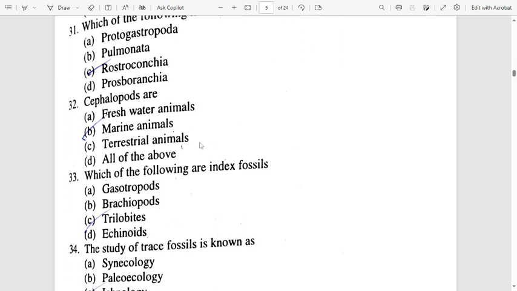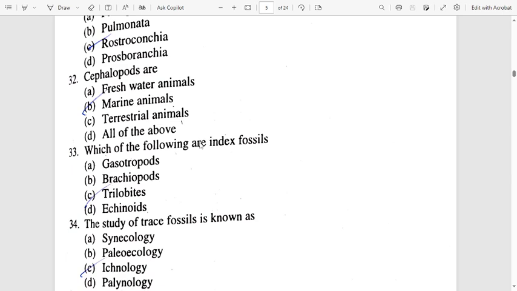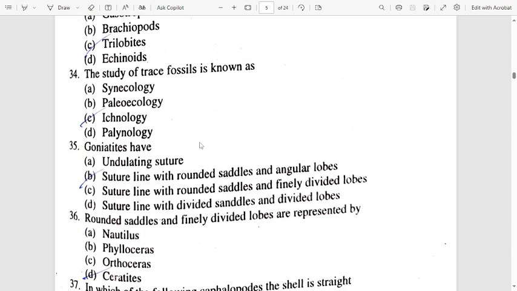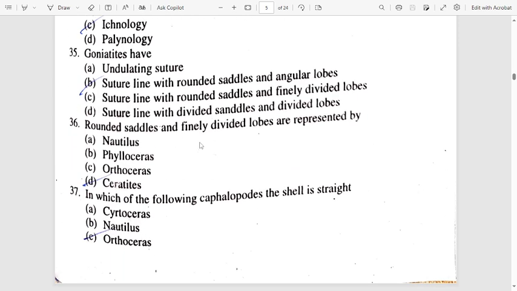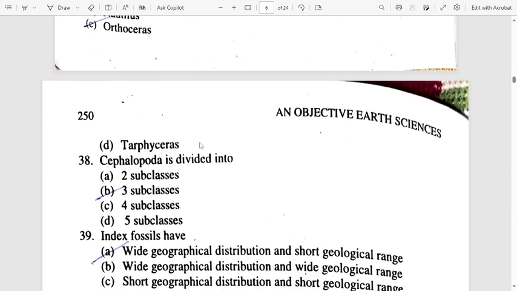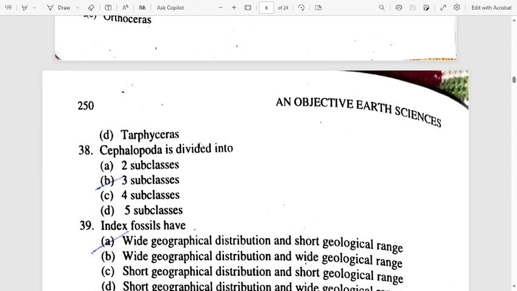Which of the following are index fossils? Trilobites. The study of trace fossils is known as ichnology. Goniatites have suture lines with rounded saddles and angular lobes. Rounded saddles and finely divided lobes are represented by ceratites. In which of the following cephalopods is the shell straight? Orthoceras. Cephalopoda is divided into three subclasses.